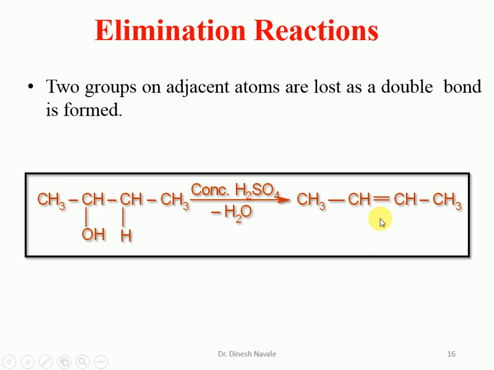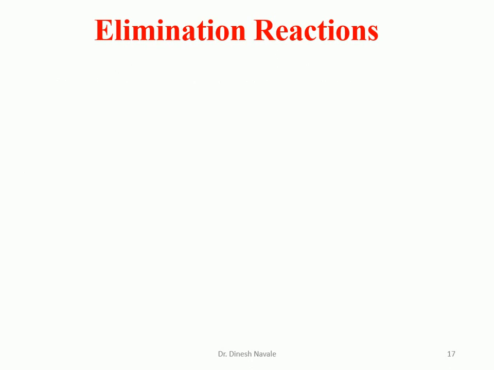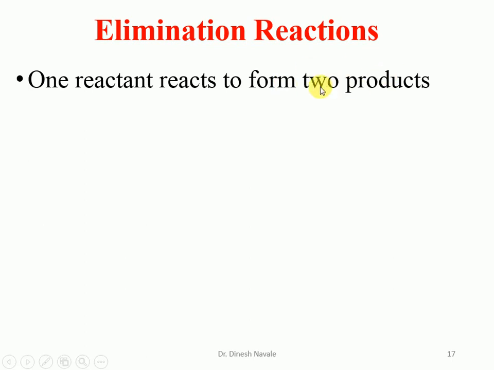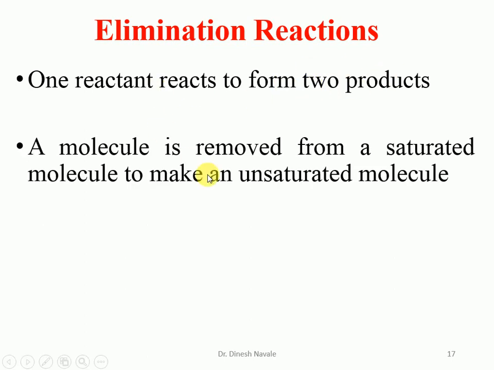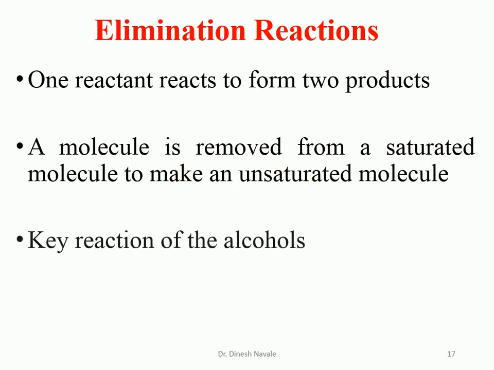So that's why during addition reaction, an unsaturated molecule will be converted into the saturated. But in elimination reaction, a saturated molecule will be converted into the unsaturated molecule. That means addition and elimination reactions are exactly opposite to each other. One reactant reacts to form two products. A molecule is removed from the saturated molecule to make the unsaturated molecule. These are the characteristics of the elimination reaction, and it is a key reaction of the alcohol, like dehydration. Loss of water from the alcohol is one of the representative or key examples of the elimination.